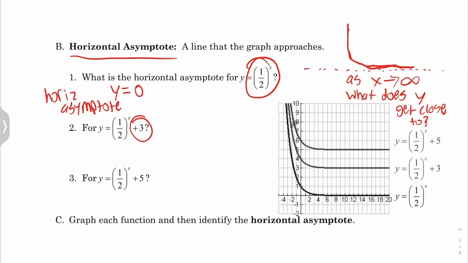And they show you a graph of that over here on the right. The 1/2 to the power of x part kind of just goes away, and then the only thing that's going to be left is this number 3 in the end. A horizontal asymptote at y equals 3.